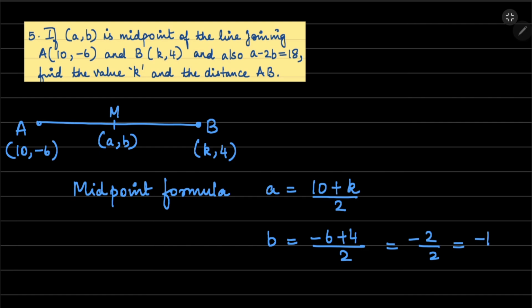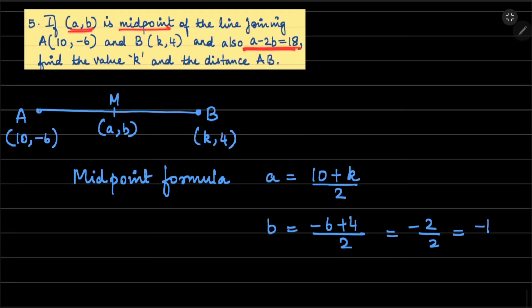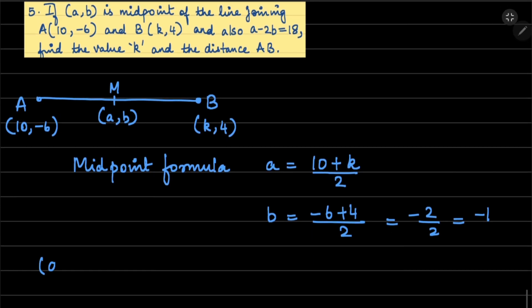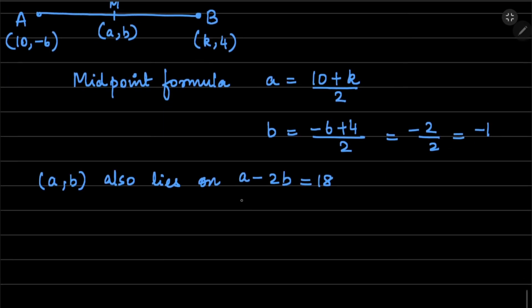Now if you substitute A and B, what they are saying is, the same A, B is also the midpoint of this line, that is A minus 2B equal to 18. Which means A, B also lies on the line given by a minus 2b equal to 18. Let's substitute the value of b here in order to get a. So a minus 2 into b, which is minus 1, is equal to 18. So a plus 2 equal to 18. A is equal to 16, 18 minus 2, which is 16.